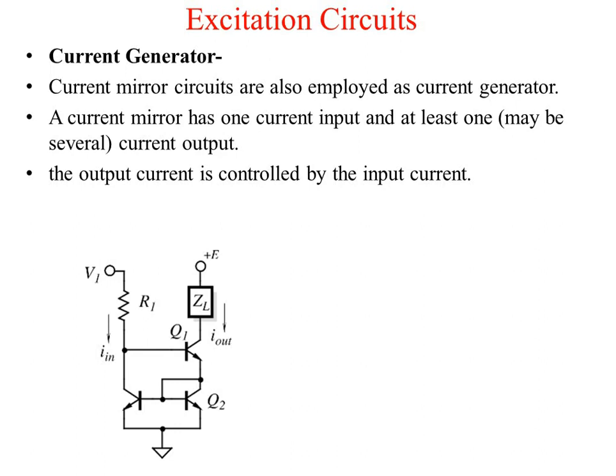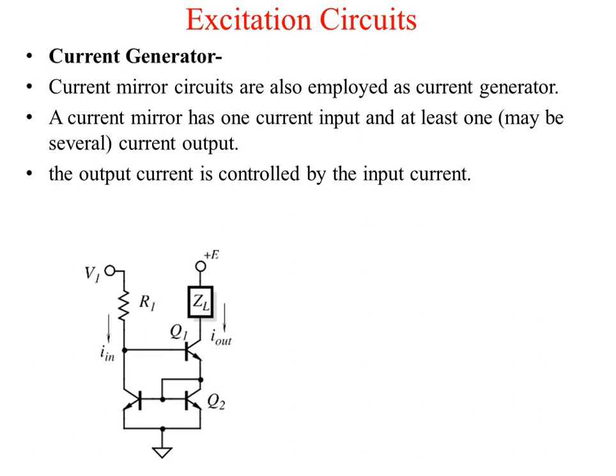So this R1 is going to decide what the output current should be, and whatever changes occur, the same changes will occur in these two transistors, and it will try to stabilize the output current. So you will get temperature independent control over the current.